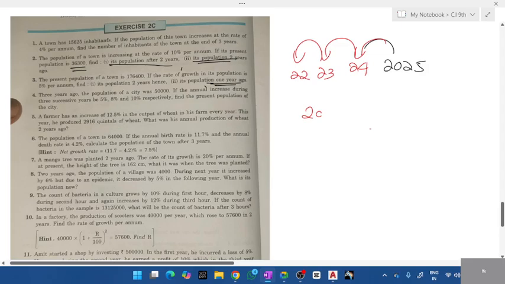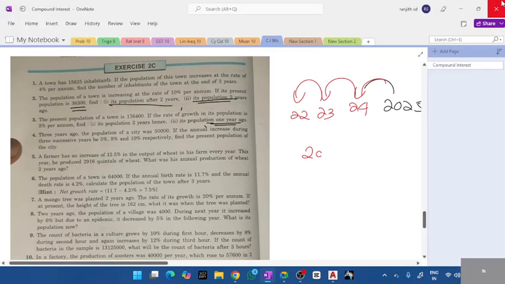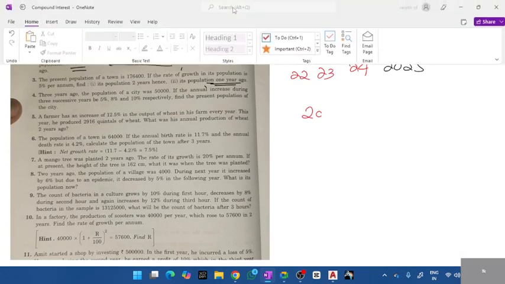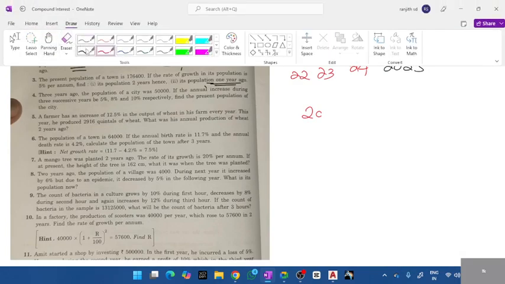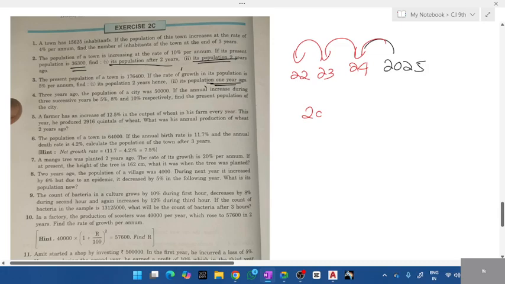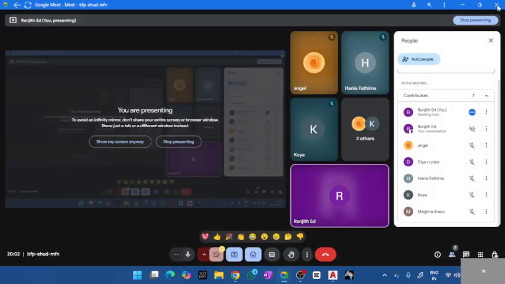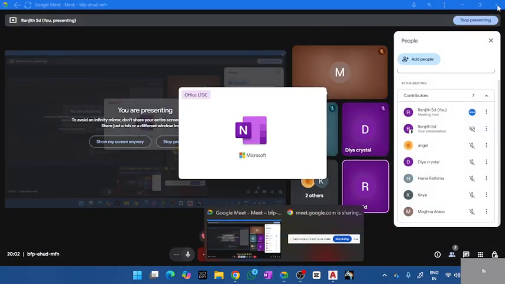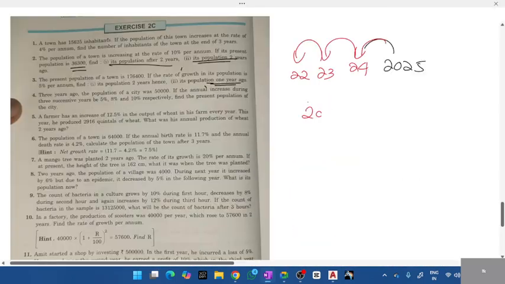Okay, 2022. The population was 50,000. What is the question asked? If the annual increase, increasing or decreasing?